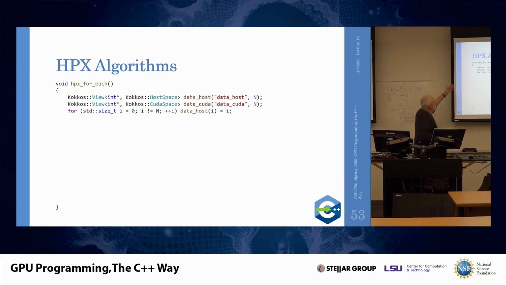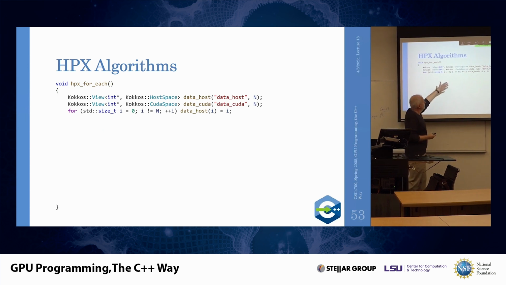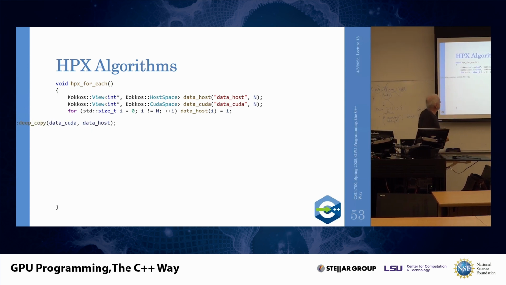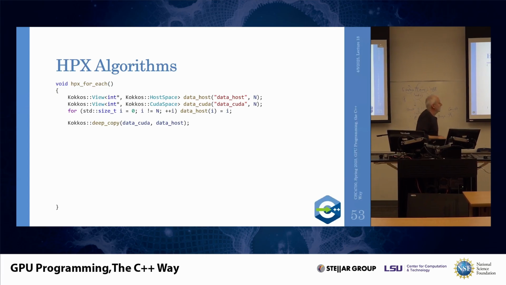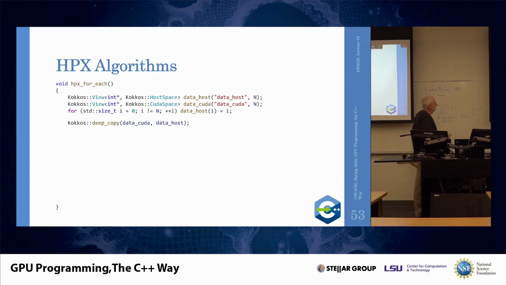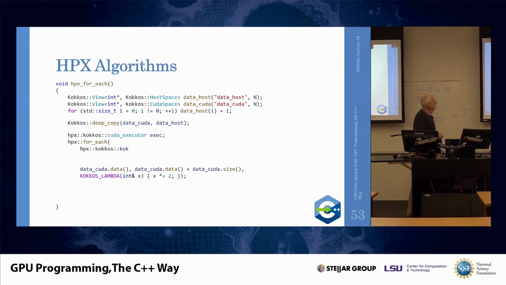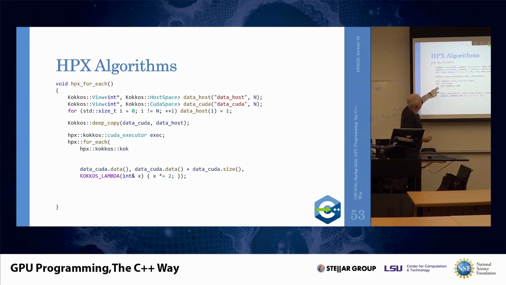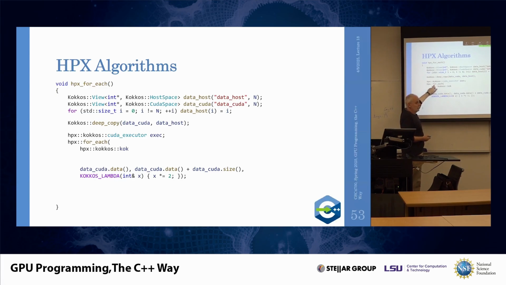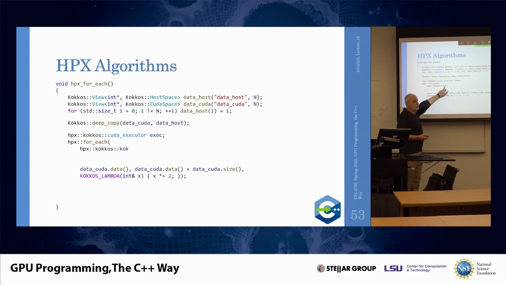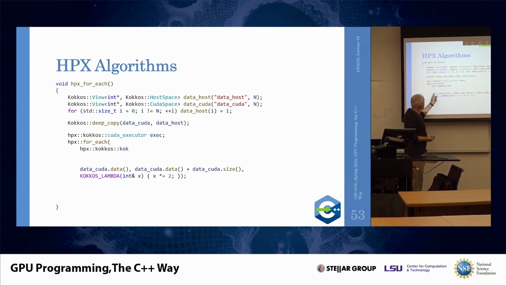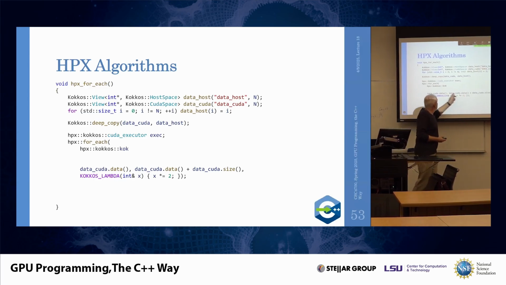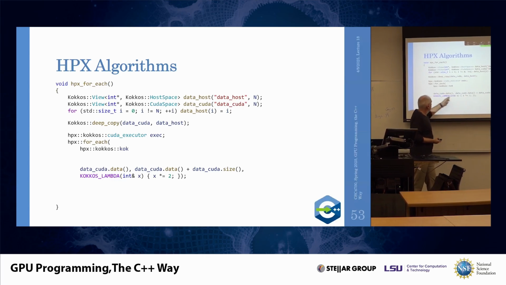Same thing as before. A host view, a CUDA view. We initialize it on the host side. Now we copy it synchronously, just for the sake of it, to the CUDA side. Now we use HPX for each with that Kokkos execution policy, and we pass the data to the algorithm. Well, begin iterator, end iterator, and that lambda.